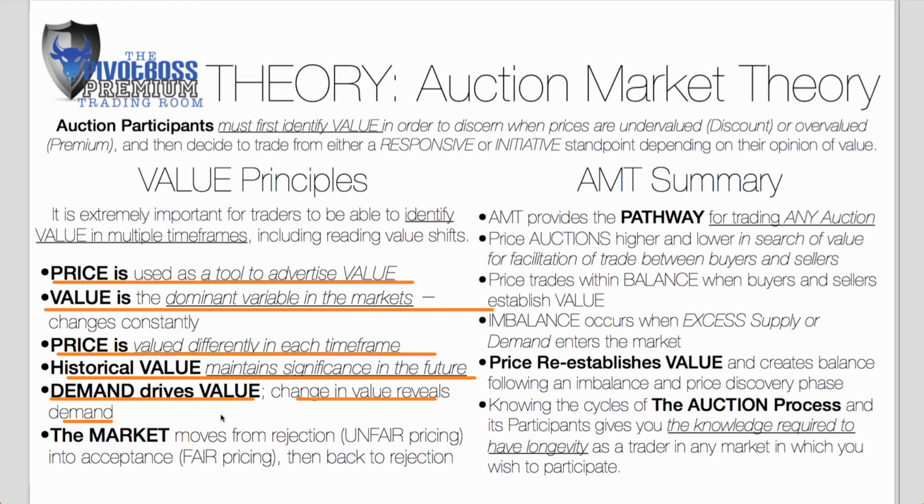The market moves from rejection, unfair pricing, into acceptance, fair pricing, and then back to rejection. That's the normal flow of a market. So this is what a normal profile would look like with VPOC right at the center. This is rejection, low volume nodes. This is rejection, low volume node. And this is acceptance, high volume node.